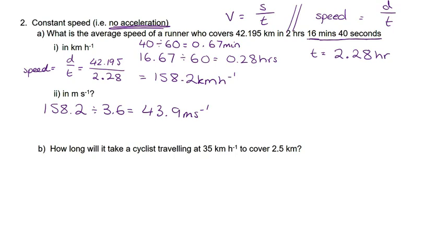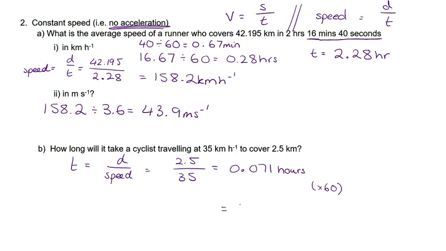So I'm just rearranging my formula to get time equals distance divided by speed. All right, so the distance is 2.5 divided by a speed of 35. And I get 0.071 hours, which is fine as an answer. But I just want to make it slightly nicer, so I'm going to convert it to minutes. To convert to minutes, I'm timesing by 60, because there's 60 minutes in an hour. So that is the same as 4.3 minutes.